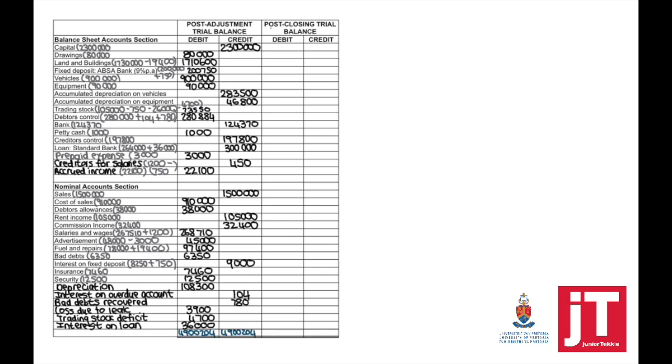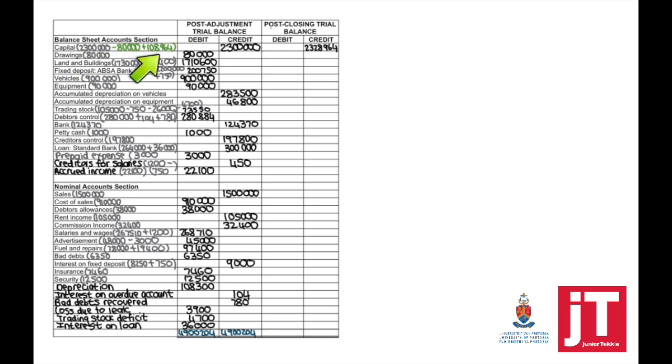What goes into the post-closing trial balance? This is very important to understand the difference. Nominal account section is closed off. We've calculated that we've made a net profit. Drawings is closed off to capital. So this means that in my post-closing trial balance, I'm not going to have a nominal account section and I'm not going to have drawings. So we start with capital. Drawings, which is 80,000, is closed off to capital.